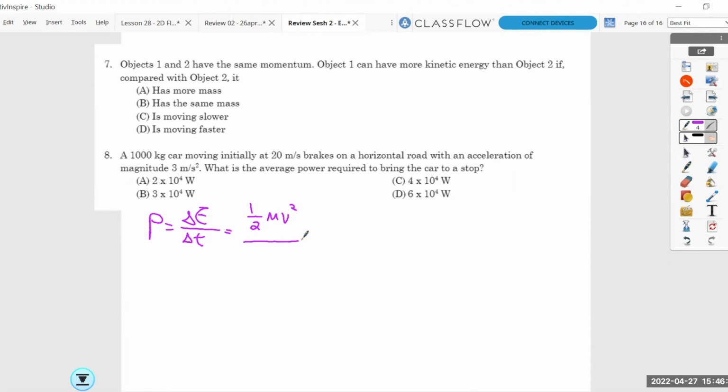It loses all of the 1/2 mv squared that it started with, right? And in this case, we know the initial velocity. We can actually calculate exactly how much energy it loses. 0.5 times 1,000 kilograms times 20 meters per second squared. It loses 200,000 joules of energy. Quite a lot of energy. All right, well, if we're gonna do this, now what we need to do is figure out how much time does that take, right?